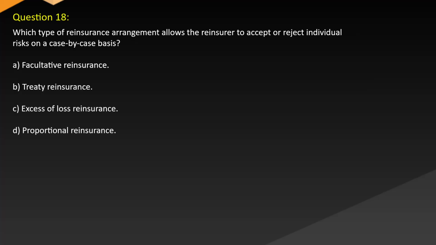Question 18. Which type of reinsurance arrangement allows the reinsurer to accept or reject individual risks on a case-by-case basis? A. Facultative reinsurance. B. Treaty reinsurance. C. Excess loss reinsurance. D. Proportional reinsurance.